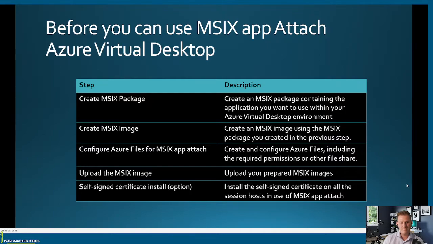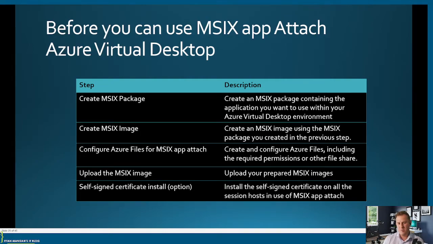So this is predominantly, we're talking about Azure Virtual Desktop, but this can be applied to other workloads, all sorts of various different things, and you can even do this on physical as well. But before you can even use MSIX app attach in Azure Virtual Desktop, you first need to create an MSIX package, which we've already seen. You need to then create the MSIX image, which we're going to talk about and show you a demo shortly.